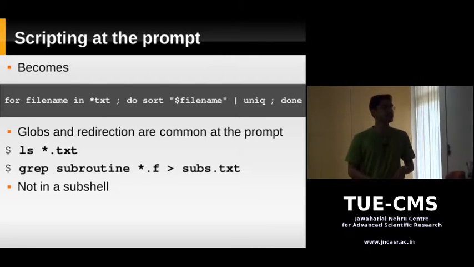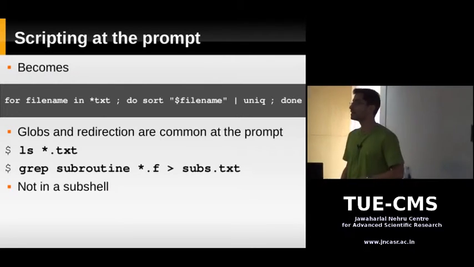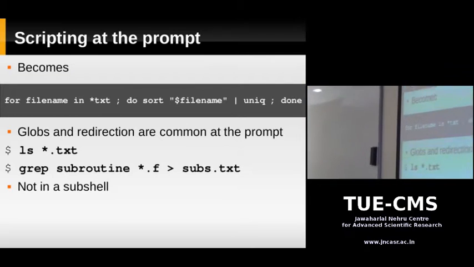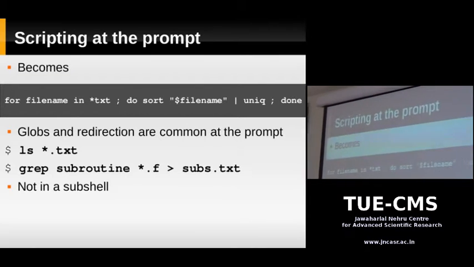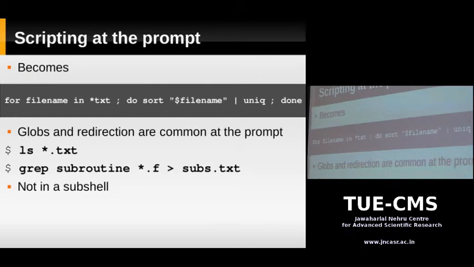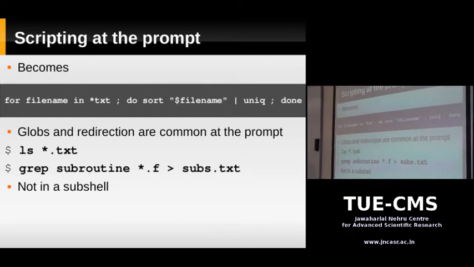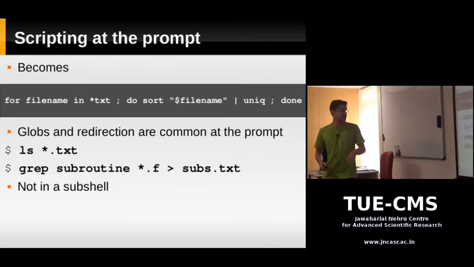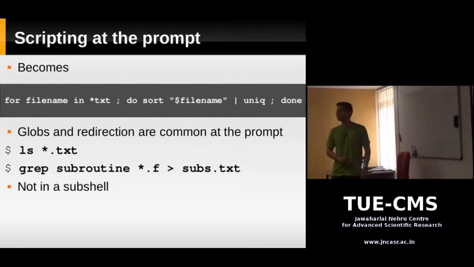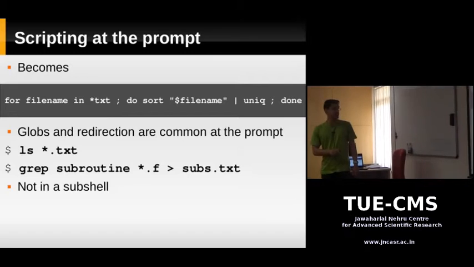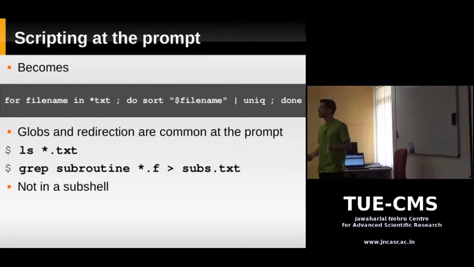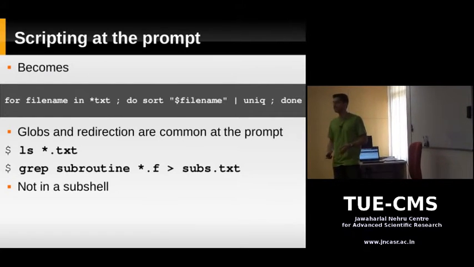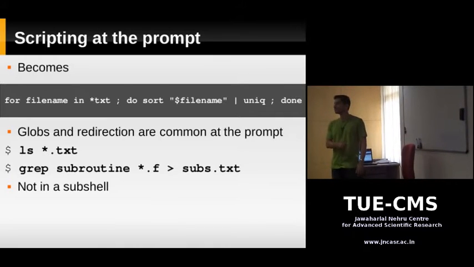Like I said, all the globs and redirection, all these meta characters, all these special features are available to you at the prompt. So generally when you're using the prompt, you'll be using globs and redirections a lot. Look at these examples: ls star.txt. What does it do? When the shell sees star.txt, it expands it to the names of all the files in the current directory that end with .txt. So ls is going to list all those files.